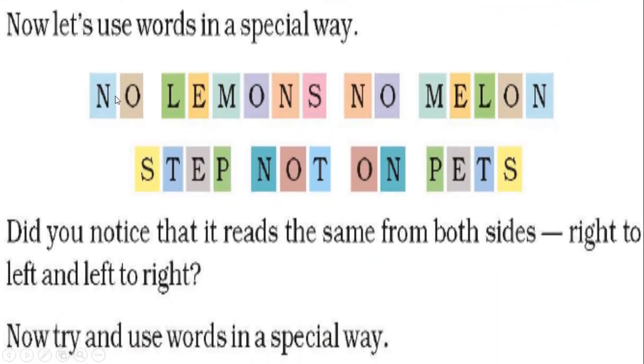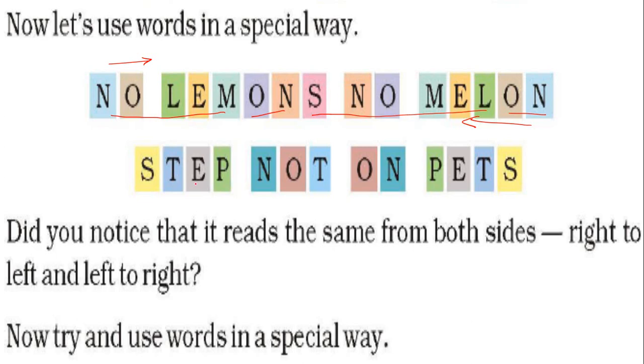Now let's use words in a special way. Now there are many words that we can spell from both sides and we can read that these sentences are equal if we read from either side. No lemons, no melons. If we read it from here it will also look the same, meaning no lemons, no melon. If we read from here also, then no lemons, no melon. Like this, it is the same from both sides.